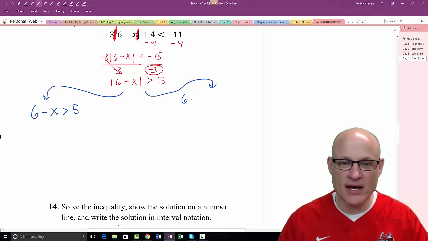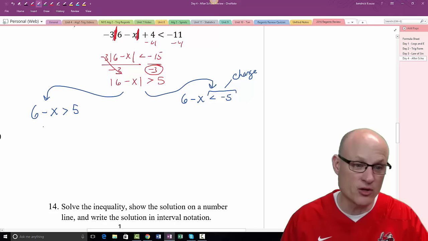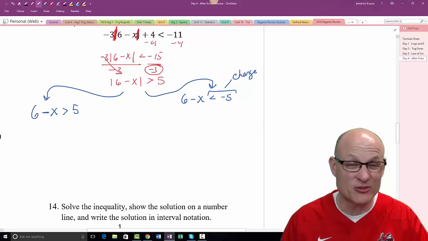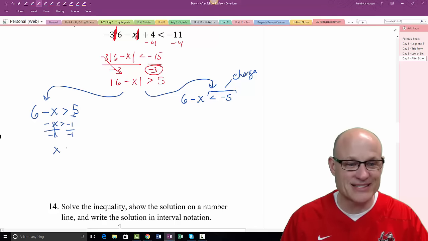So 6 minus x less than or equal to negative 5. Notice all of this stuff changed. Okay? You don't mess with the left side. You just change everything else. I just solve it. Oh my gosh, I got another negative x, which means I'm going to be flipping signs. I'm going to subtract 6. So I get greater than negative 1. Divide by negative 1. And I get x is less than 1.